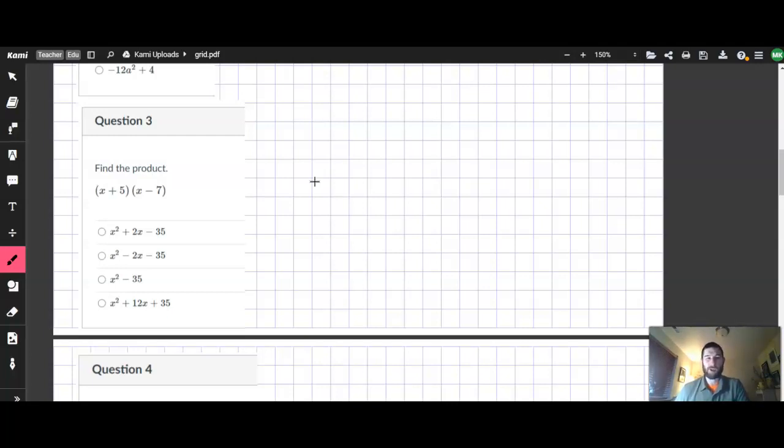Let's go ahead and talk about question 3. Question 3, we are multiplying x plus 5 and x minus 7, because there's no symbol there. But with that x plus 5 and x minus 7, because we're multiplying, the x is being distributed to both the other x and the negative 7, and the 5 is being distributed to the x and the negative 7. So for question 3, I'm going to model this using the box.